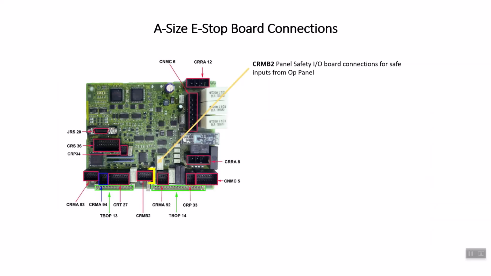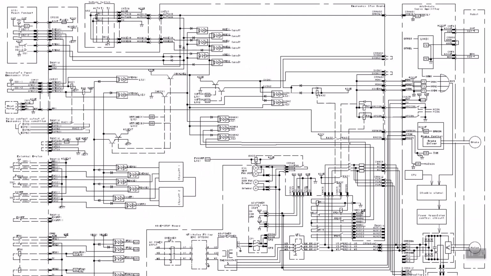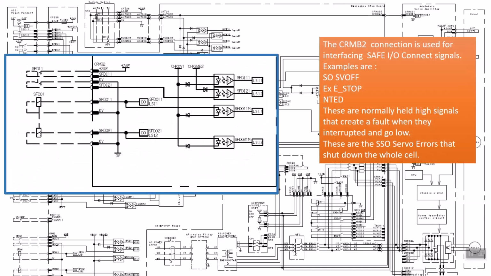CRM-B2 connections are for safety I/O board communication inputs. Examples are SO servo off, external e-stop, and non-teaching enabling device, or NTED signals. These are the SSO servo error signals that, along with the UOP signals, can stop the cell from running.